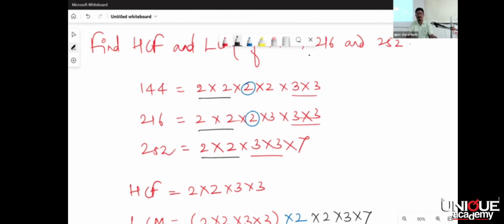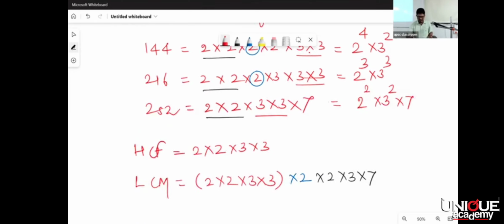Okay. Now in exponential form, we have to express these things. So here 144 has factors 2s and 3s. This is nothing but 2 raised to 4 into 3 square. Are you getting me? Yes. Then 216 is 2 cube into 3 cube. Then 252 is 2 square into 3 square into 7.